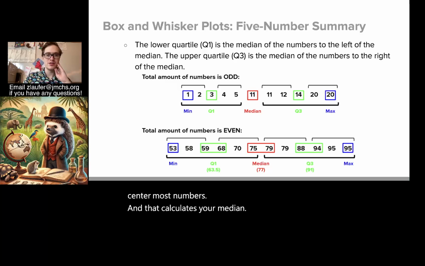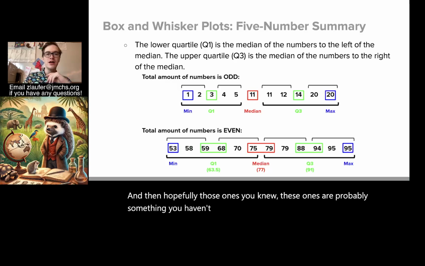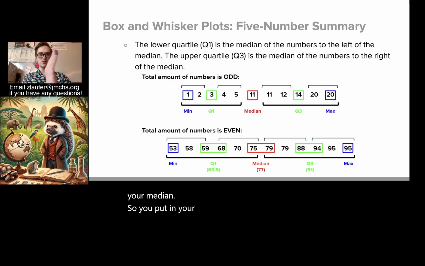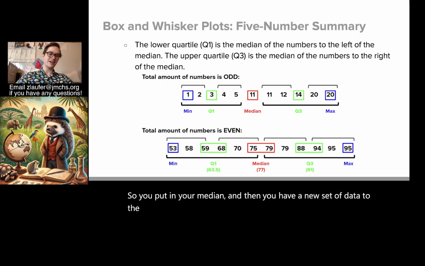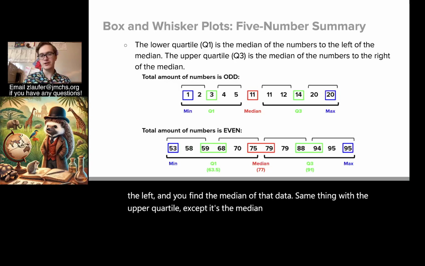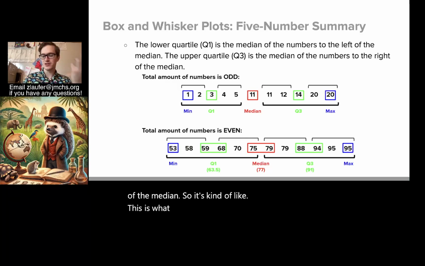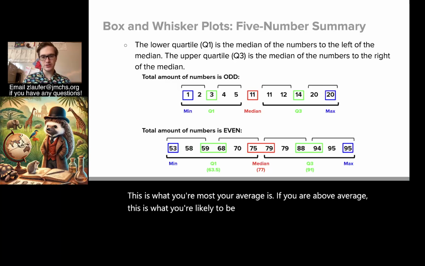And then hopefully those ones you knew. These ones are probably something you haven't talked about in a while. Your lower quartile is the median of all of the numbers to the left of your median. So you put in your median, and then you have a new set of data to the left, and you find the median of that data. Same thing with the upper quartile, except it's the median of the numbers to the right of the median. So it's kind of like, this is what your average is. If you are above average, this is what you're likely to be. If you're below average, this is what you're likely to be.